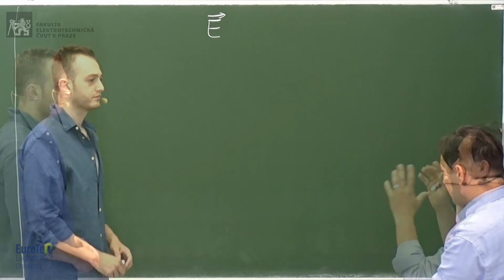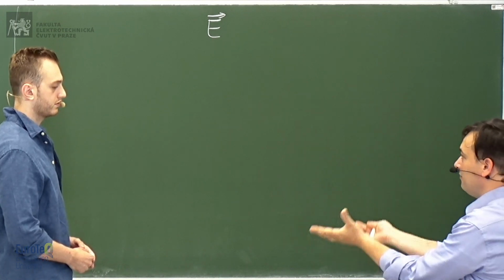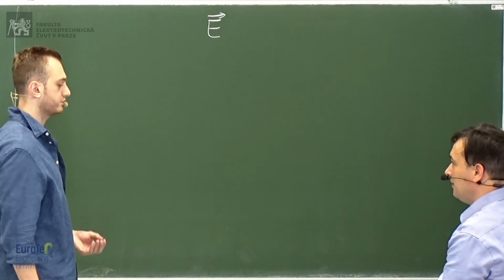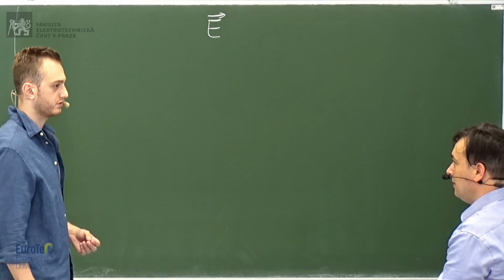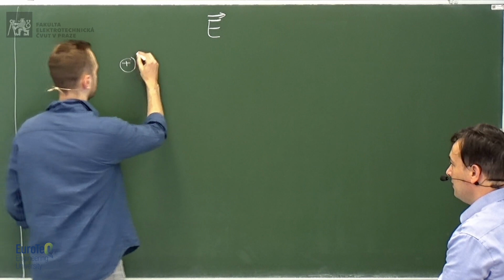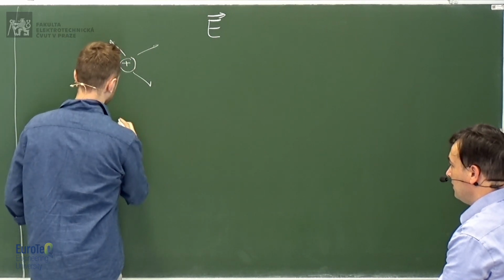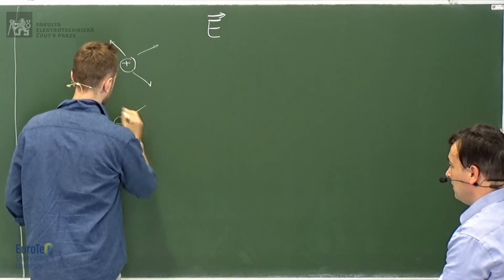How do you say that here there is an electric field? There's either a source or a sink of an electric charge. So you can either have a positive charge, which radiates an electric field, or a sink.